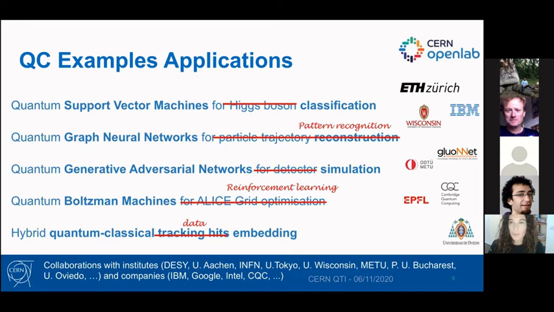So efficient data embedding is something that could make a difference in the range of applications that we can actually think of implementing or solving this way.